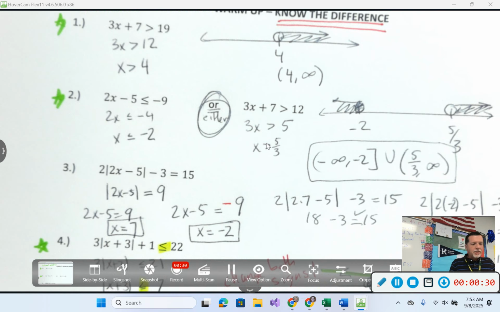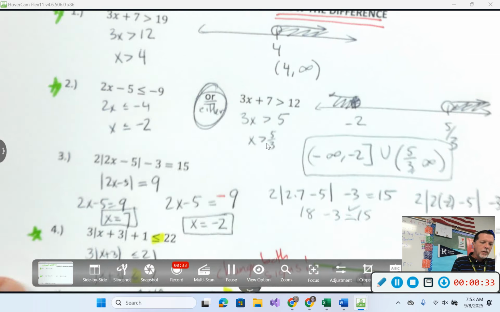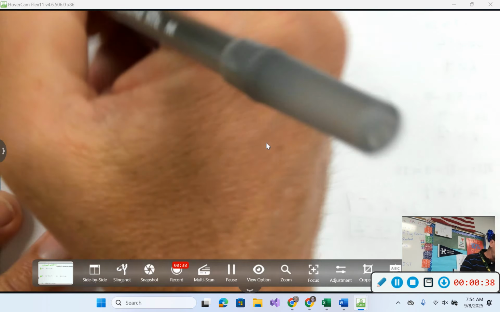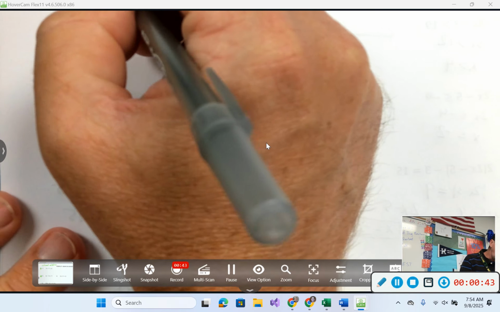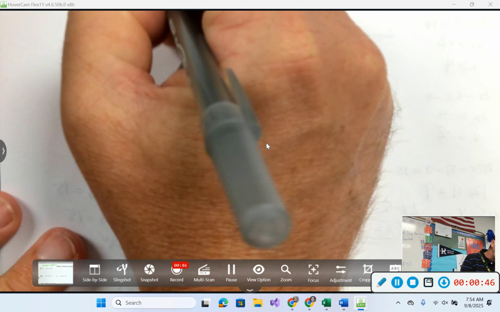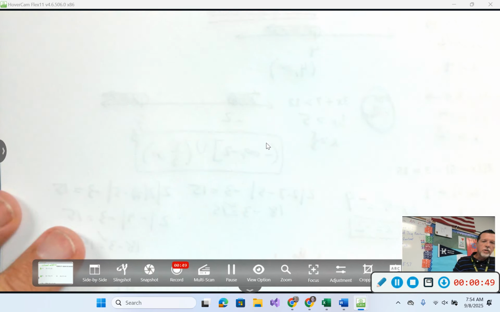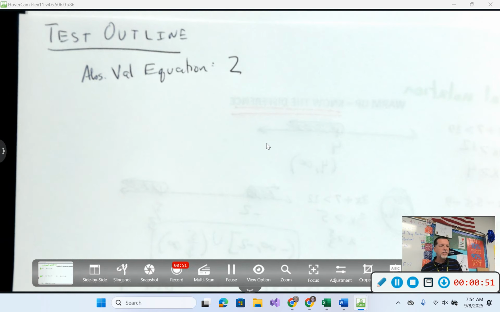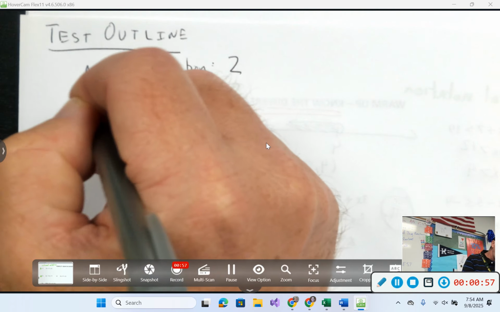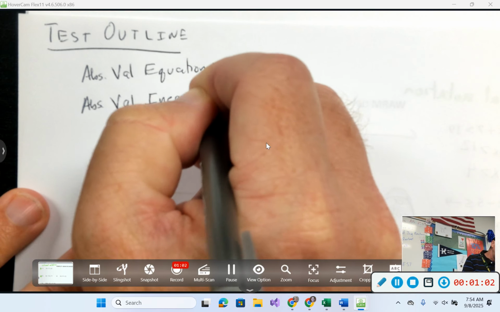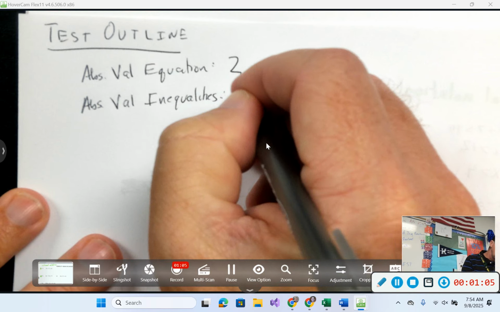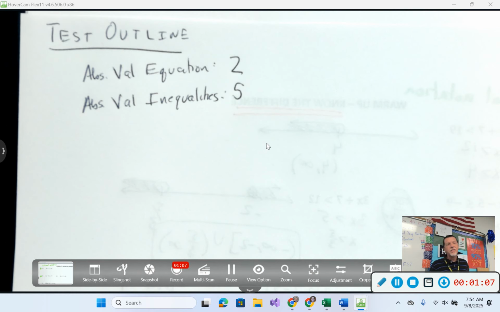So, splitting it up, setting things up, like I'll divide up all the points. Test outline. Where'd it go? There it is. Absolute value equations, 2 of those. Oh, put that where you can see it. Absolute value equations, 2 of those. Absolute value inequalities. Quite a few of those, 5 of those.